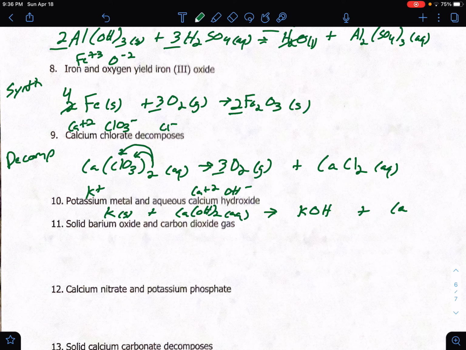Okay, so calcium is going to be a metal, which is solid. And since I came from an aqueous solution, I'm going to keep this aqueous. So I'm going to see if it's balanced.